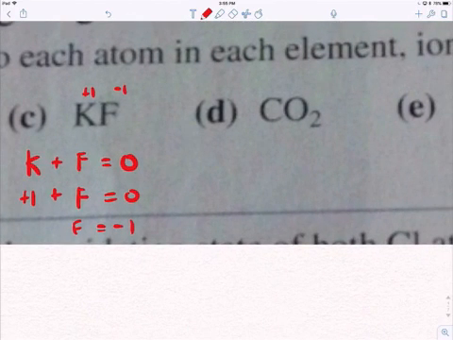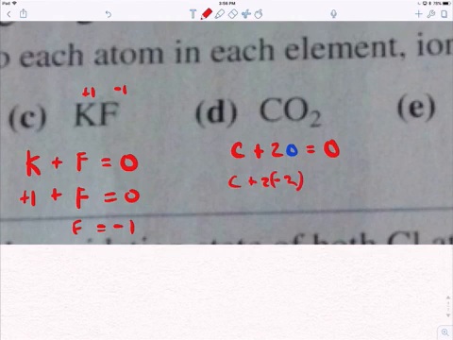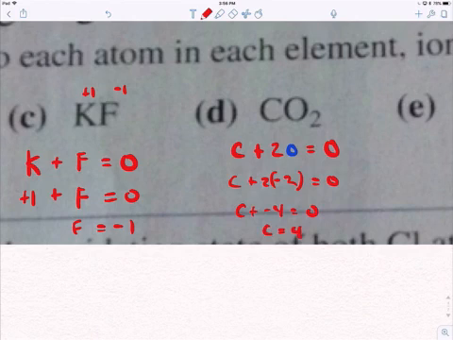CO2. So carbon plus 2 oxygens equals 0. Let me change color, so you know that's oxygen, not a 0, because my O's and zeros are basically the same thing. And if you look at the chart, oxygen tends to be -2. So carbon plus 2 times -2 equals 0. So carbon plus -4 equals 0. Carbon equals 4. So +4 and -2, like that. Making sense?